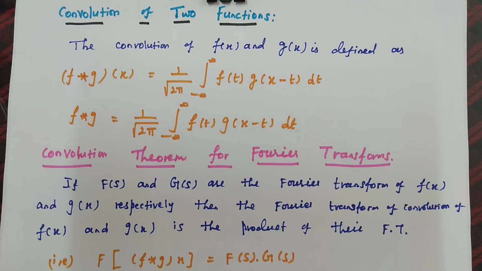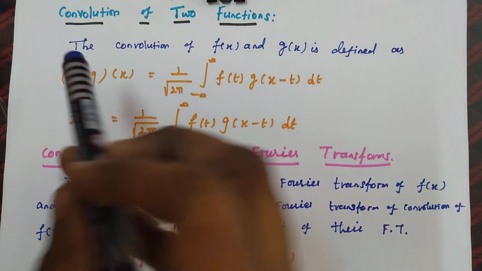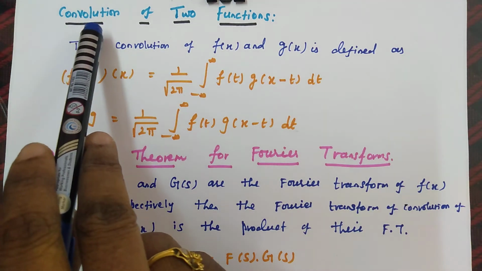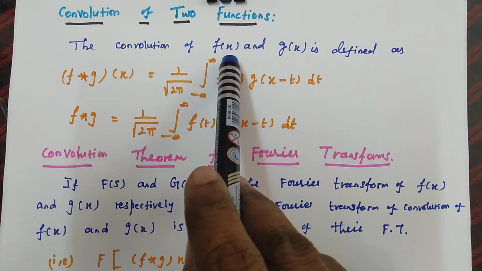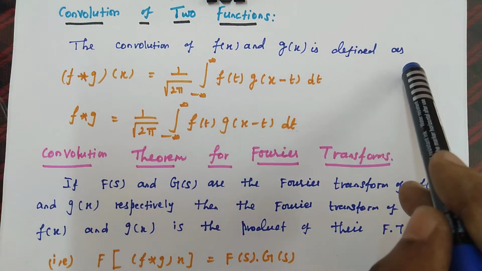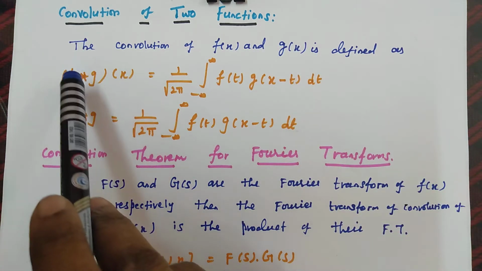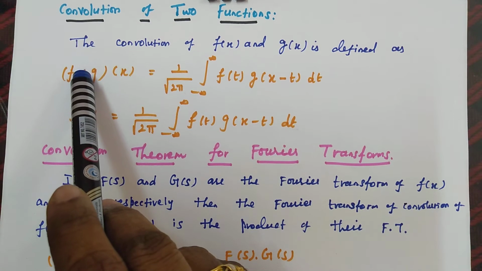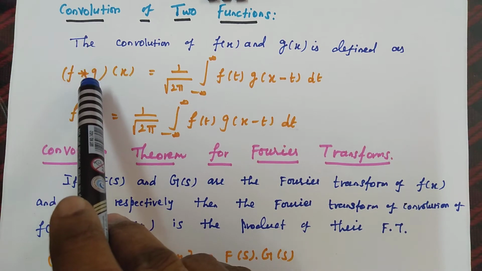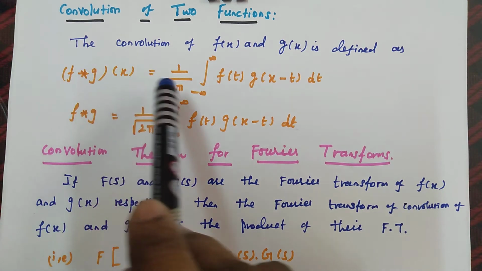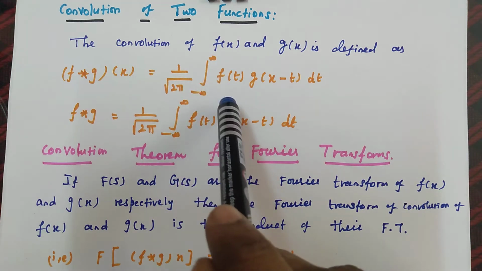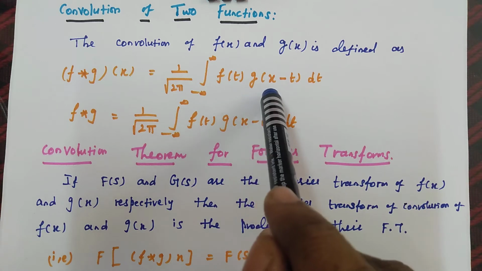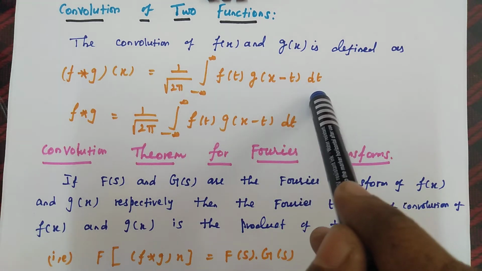So first we should know what convolution is. See the definition of convolution. The convolution of two functions f of x and g of x is defined as f star g. This star denotes convolution. So f star g of x is equal to 1 by root 2 pi integral from minus infinity to plus infinity f of t g of x minus t dt.